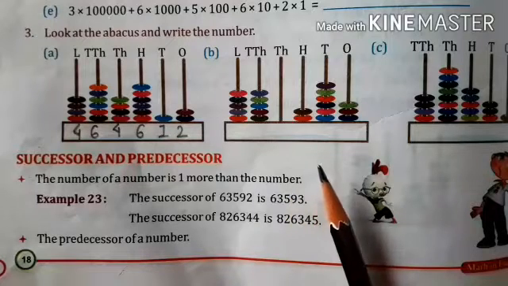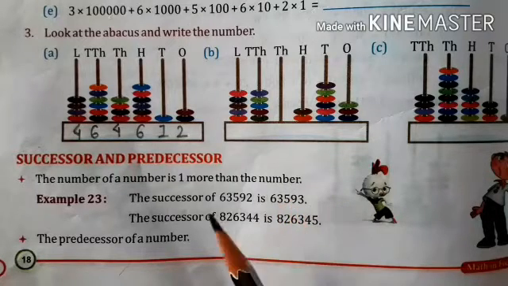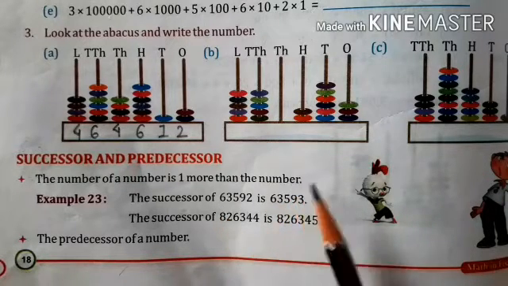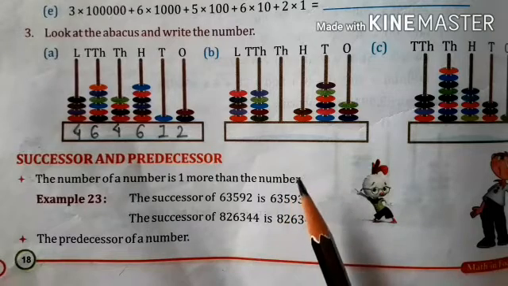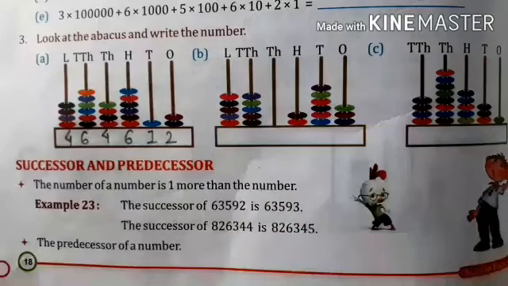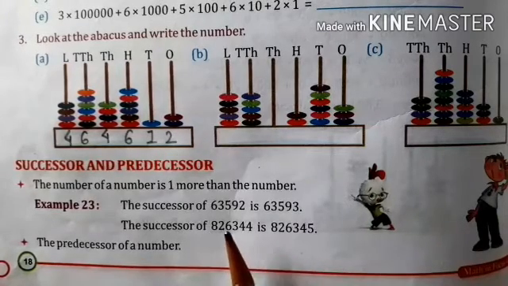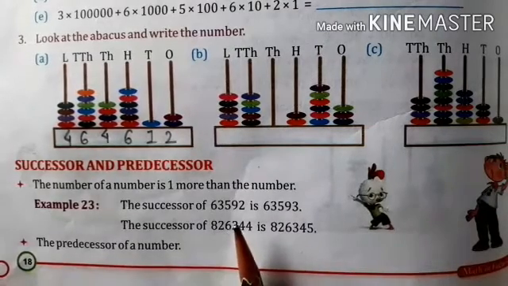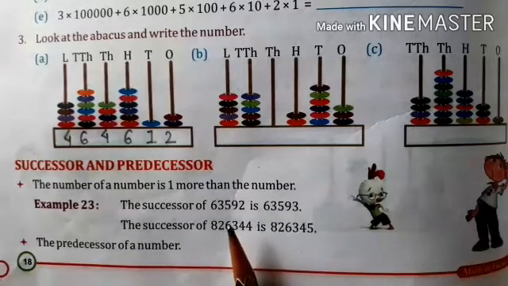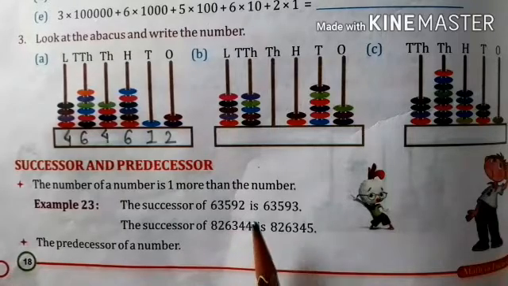Good morning, students. Today we are going to learn about the successors and predecessors and then Indian and international systems of numeration. Okay. So first of all, we will discuss the successor and the predecessor. Look at page number 18 of your maths book. What is the successor? The successor means the number that comes after.